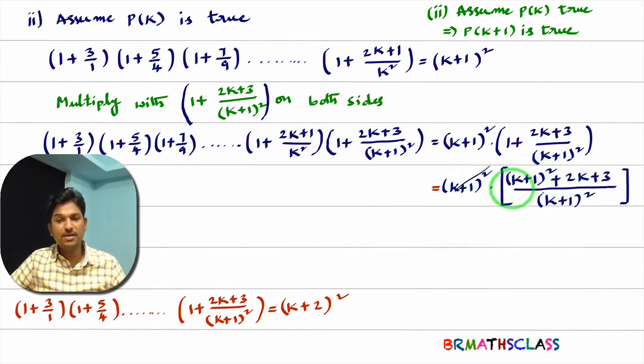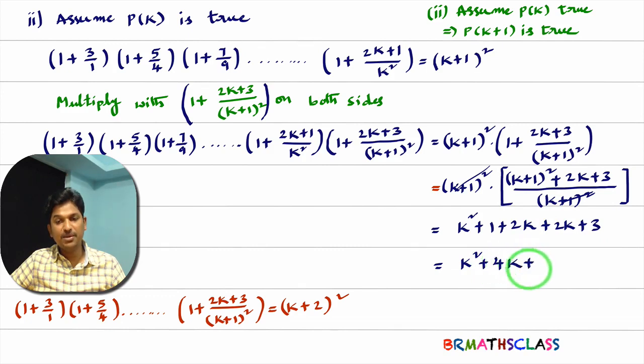Now this (k+1) whole square and (k+1) whole square will get cancelled. Now simplify the numerator part. What will you get? k square plus 1 plus 2k. Expand this (k+1) whole square plus 2k plus 3. So that is nothing but k square plus 2k plus 2k, 4k, plus 1 plus 3 is 4.